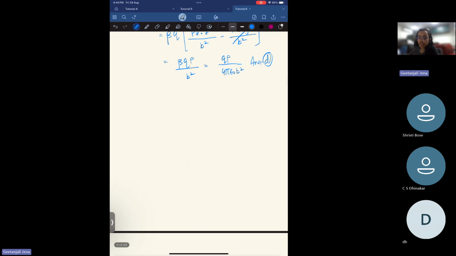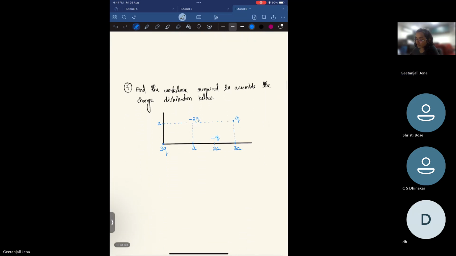Okay, so let us move to our next problem. This is about how you can calculate the work done when you have a discrete charge distribution. I think all of you know the steps. You need to bring the charges one by one, then add the electrostatic potential energy, and when you add it up, you will find the total energy to assemble this charge distribution.